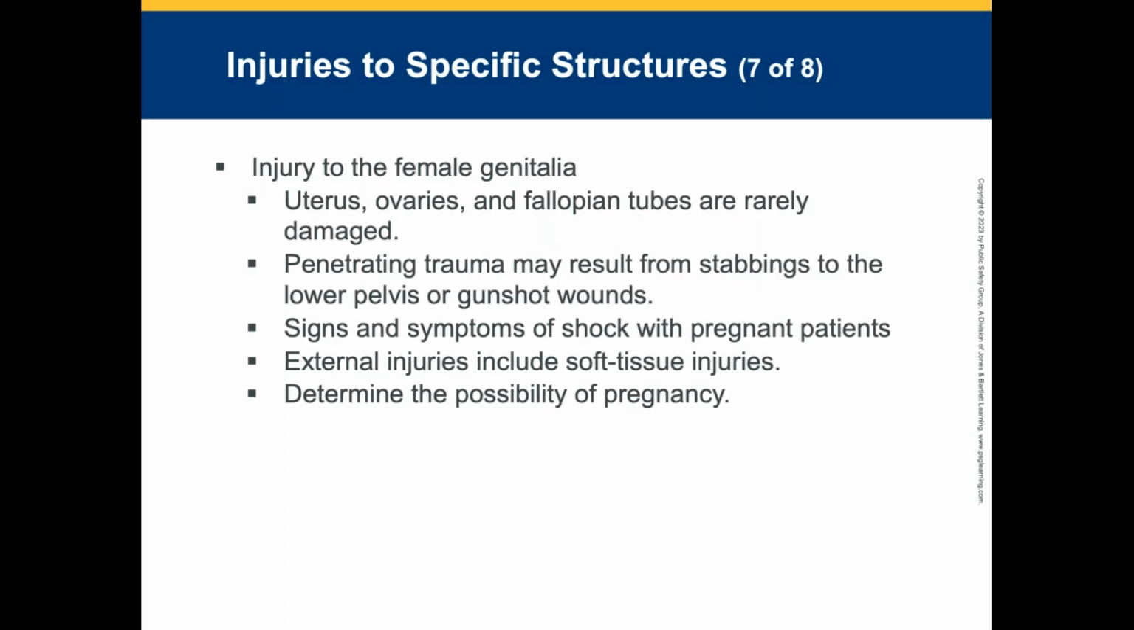So as far as the female genitalia goes, the uterus, ovaries, and fallopian tubes are rarely damaged because they are small, deep in the pelvis, and well protected by the pelvic bones. Penetrating trauma to reproductive organs may result from stabbings to the lower pelvis or gunshot wounds. As pregnancy progresses, the uterus enlarges substantially and rises out of the pelvis, becoming vulnerable to penetrating and blunt injuries.